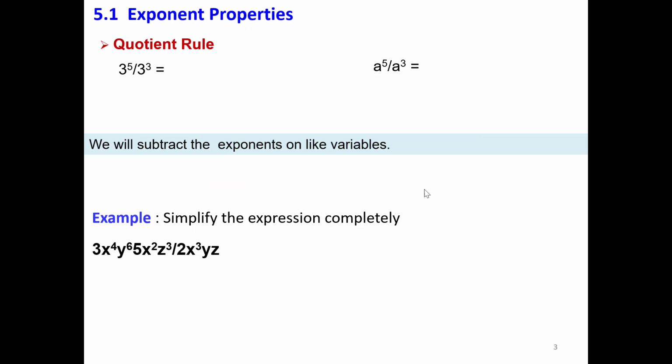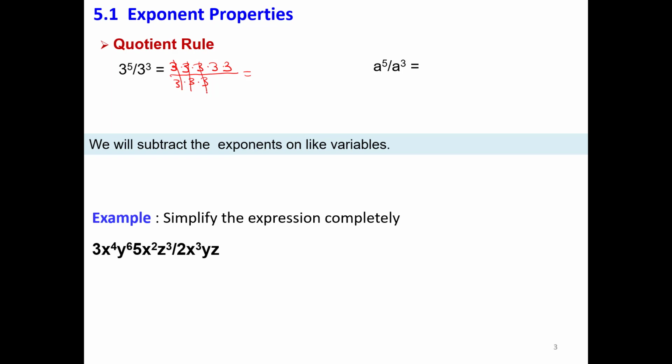The next rule is the quotient rule. In this case, we want to solve this quotient, 3 to the 5th divided by 3 to the 3rd. Let's solve applying the exponent concept. Then we will have 3 times 3 times 3 times 3 times 3 divided by 3 times 3 times 3. Then we can simplify this.